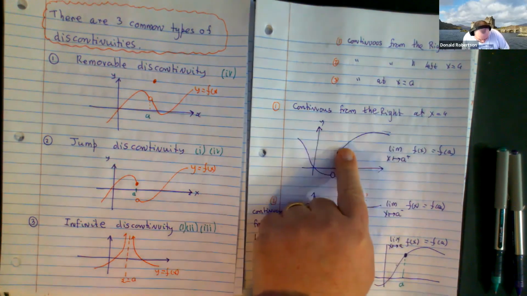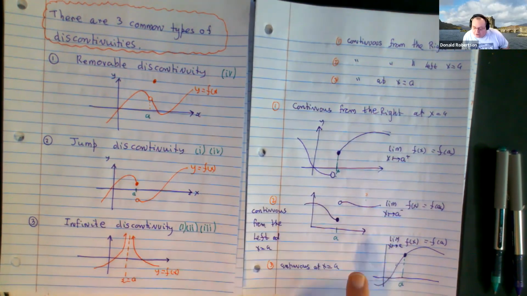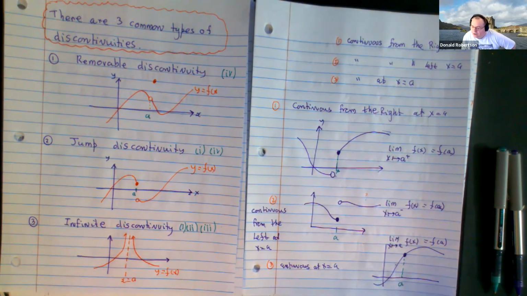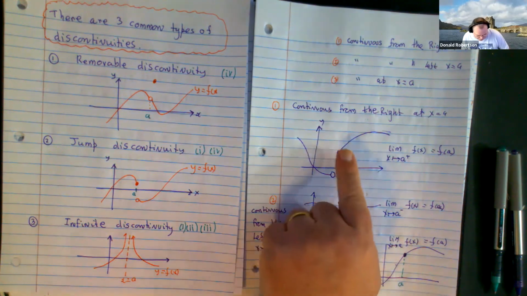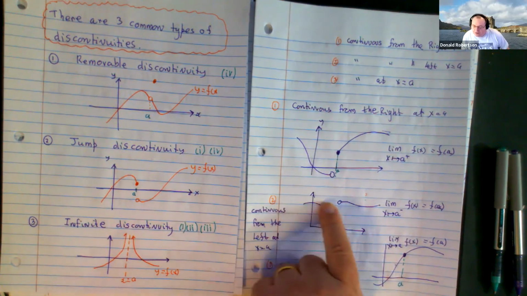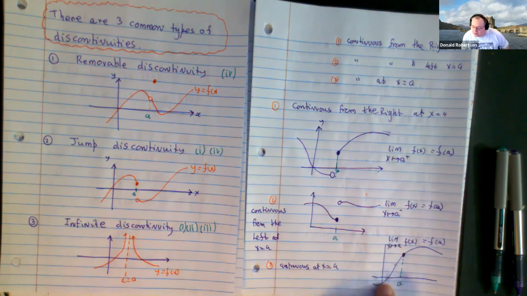So, right continuous, left continuous, and continuous. Do you see what the three situations look like if you saw a graph of them? Right continuous, the right branch has a dot on it. Left continuous, the left branch has a dot on it, and just continuous.